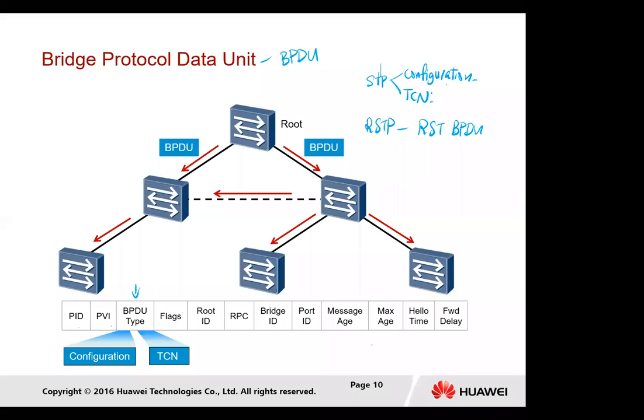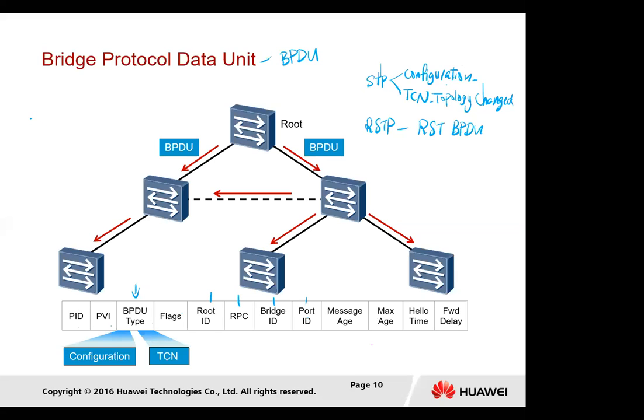TCN is only sent when there is a topology change. When there is a topology change, then it will send the topology change notification to notify the users that there is a change. Please renew or update the root bridge information within the spanning tree. Okay, this is the important part under your BPDU, the type of the BPDU. Then secondly, root ID, RPC, bridge ID, and the port ID.